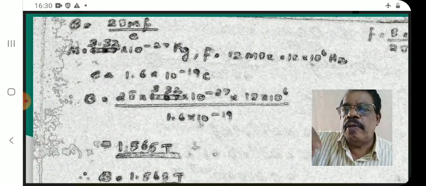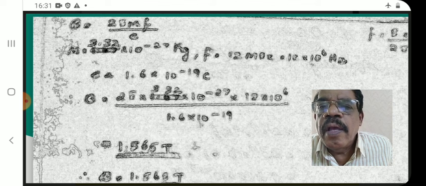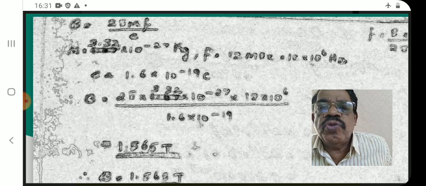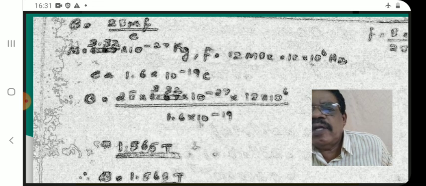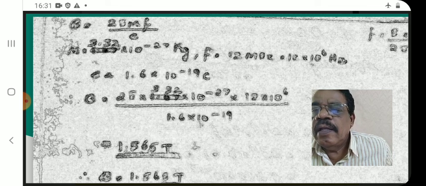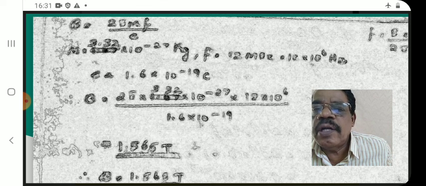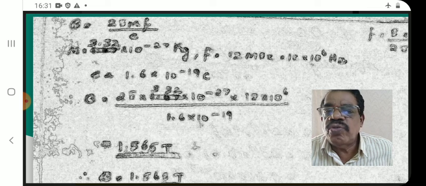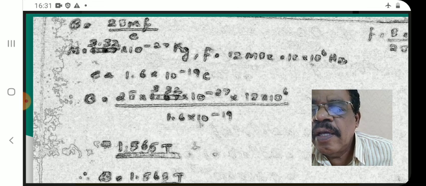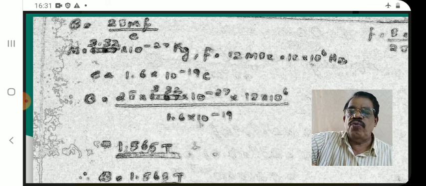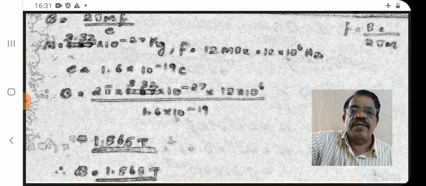B is equal to 2πmf/e, the equation. Here m is 3.32 × 10^-27, frequency is 12 megahertz, that is 12 × 10^6 hertz, and e is 1.6 × 10^-19. Therefore B is 2π × 3.32 × 10^-27 × 12 × 10^6 / 1.6 × 10^-19. That is 1.565 Tesla. B is 1.565 Tesla is the answer.